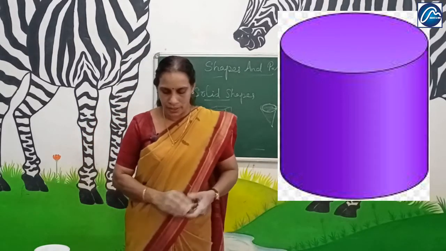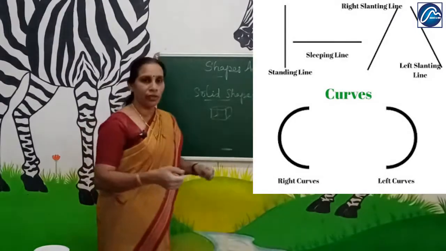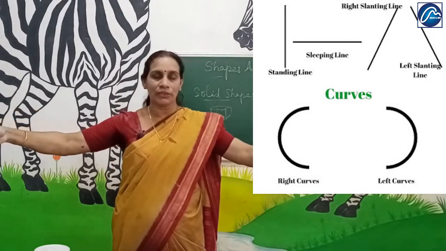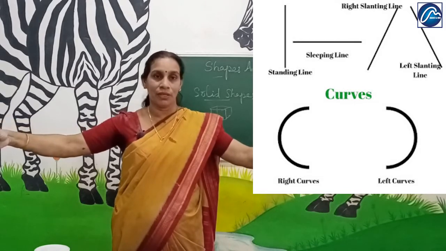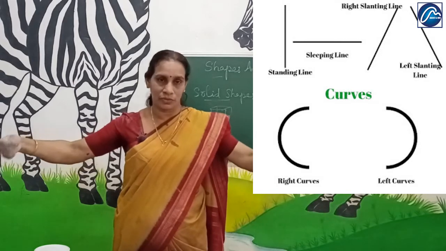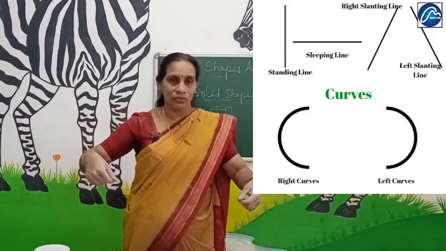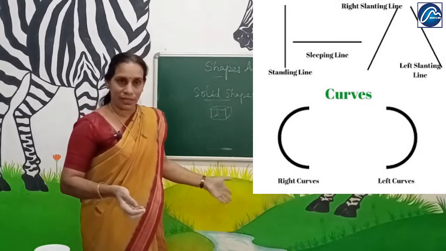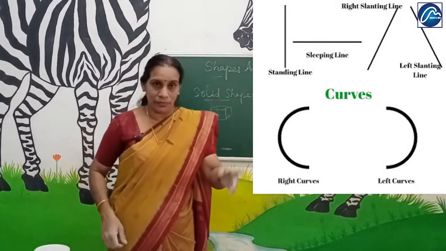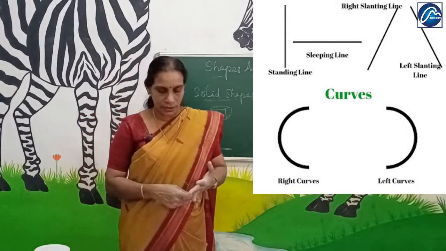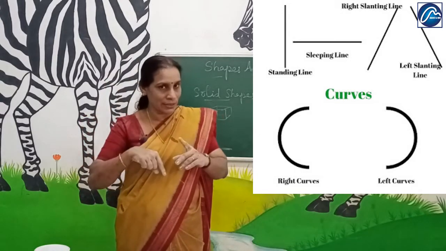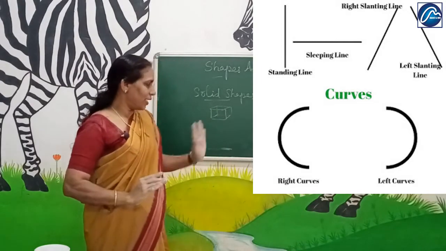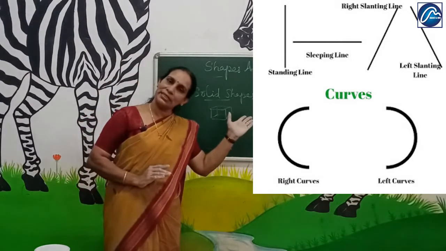Okay, and what is a straight line and a curved line? If you are holding a string and pulling it tight, then that is a straight line. But if it is loose, that's a curved line. So, straight line and curved line. Then there are three types of lines: standing line, sleeping line, and slanting line.